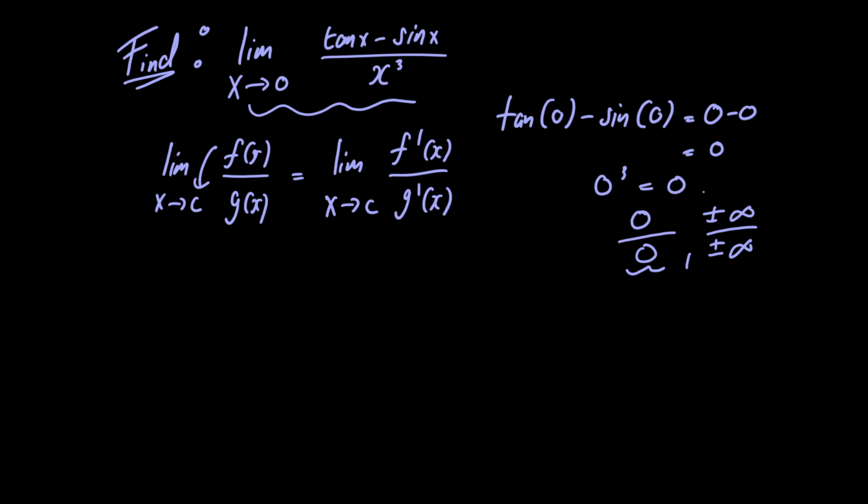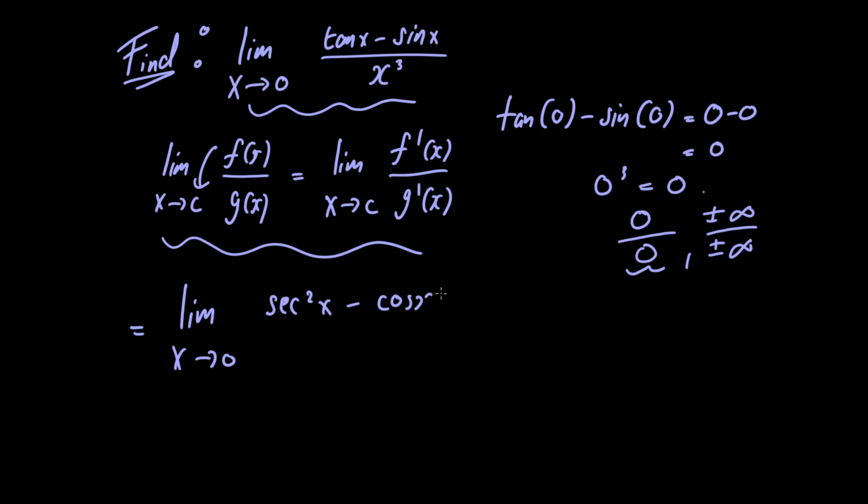And I should have also said that you can apply L'Hopital's rule indefinitely as long as the criteria which I've just mentioned is satisfied. So we have the limit as x approaches 0. Now the derivative of tangent of x is just secant squared of x, and the derivative of sine of x is just cosine of x. And this is divided by the derivative of x cubed, which is just 3x squared. Now notice what happens if we just let x tend to 0.